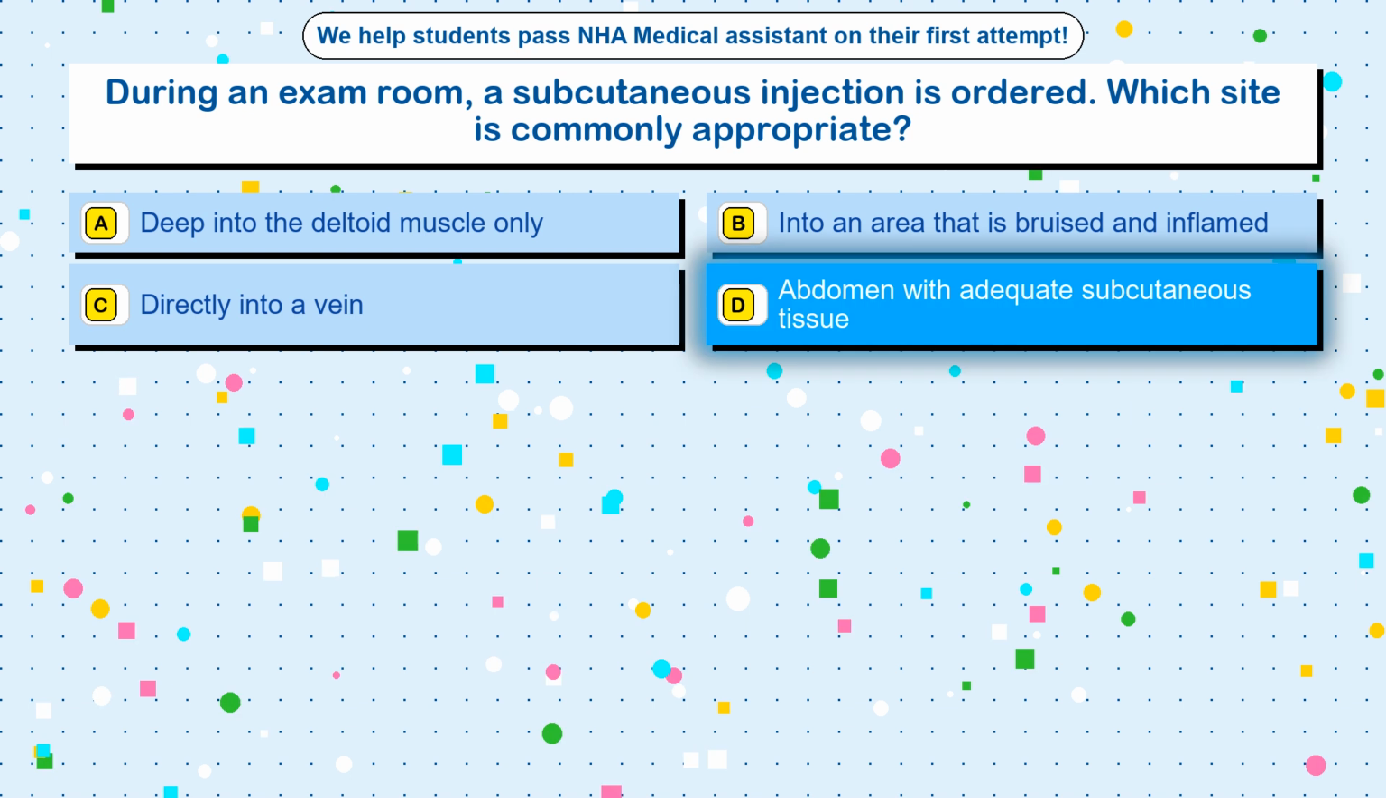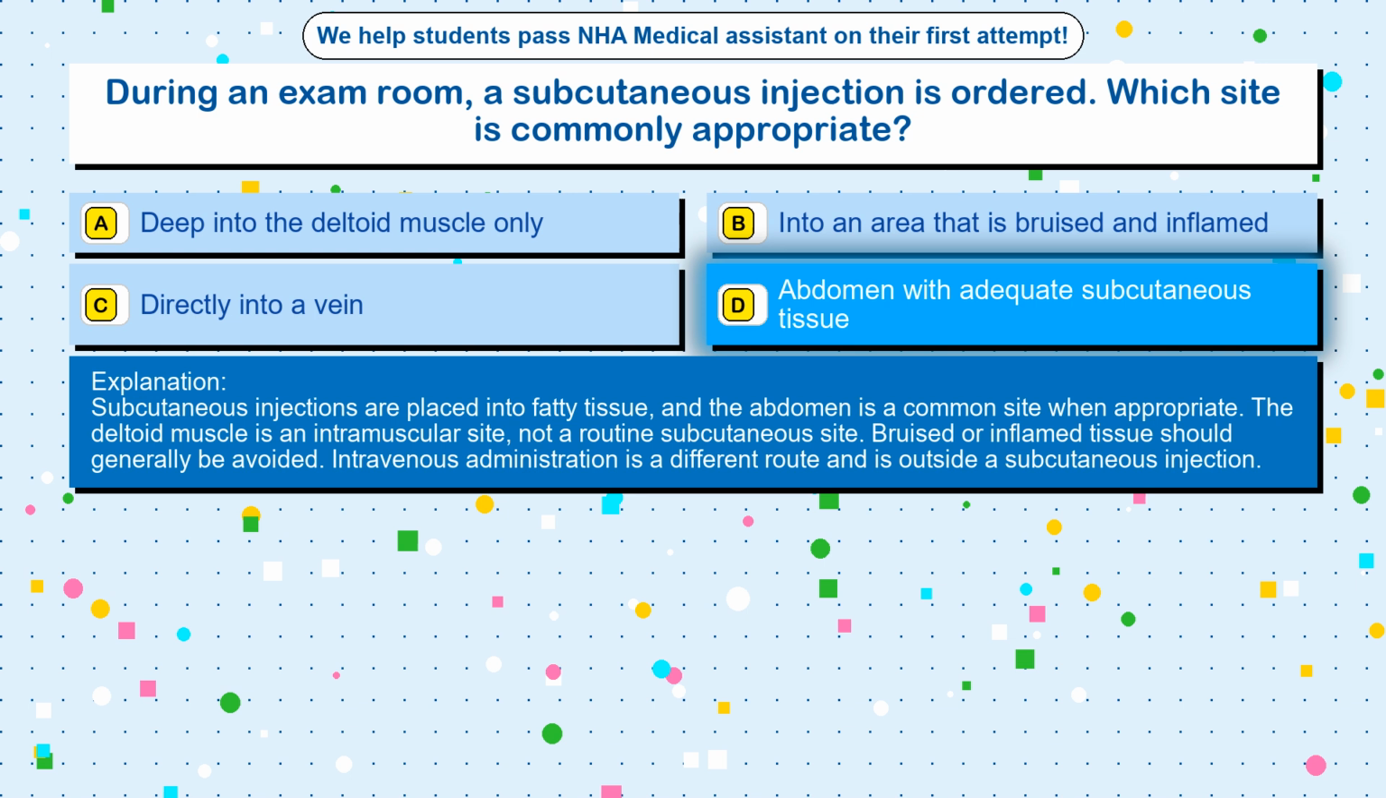The correct answer is option D, abdomen with adequate subcutaneous tissue. Subcutaneous injections are placed into fatty tissue, and the abdomen is a common site when appropriate. The deltoid muscle is an intramuscular site, not a routine subcutaneous site. Bruised or inflamed tissue should generally be avoided. Intravenous administration is a different route and is outside a subcutaneous injection.